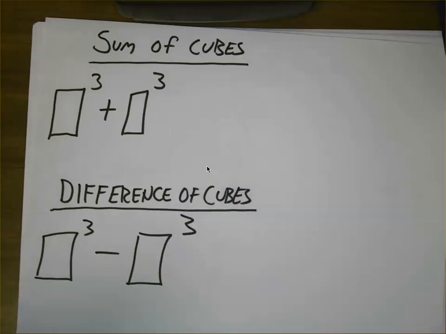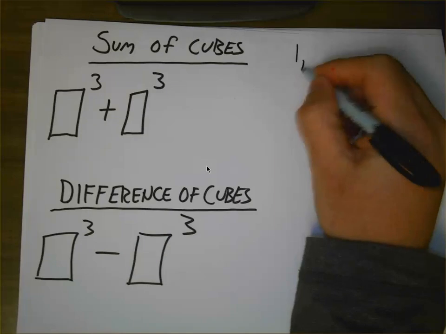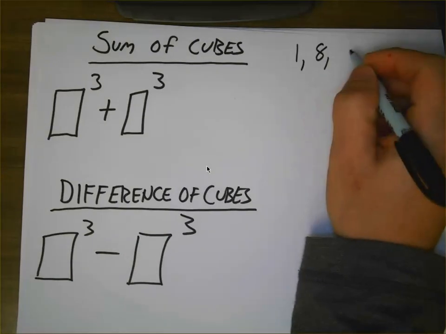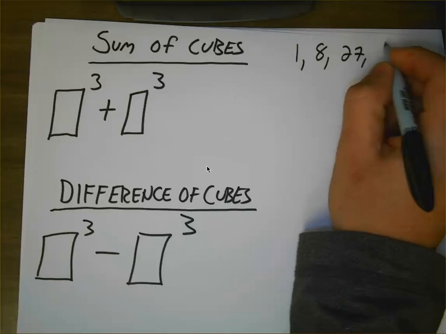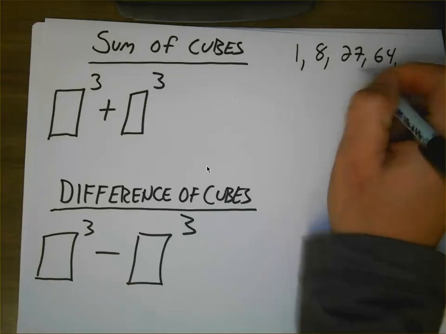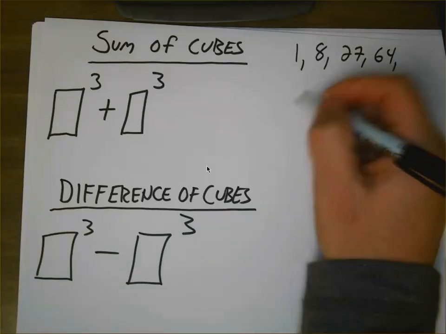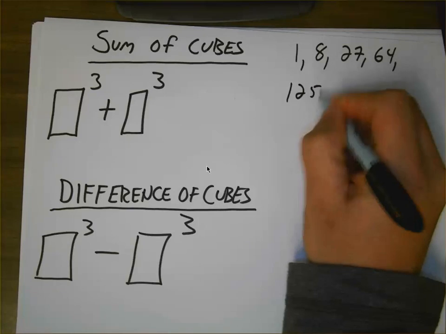Now, what helps is knowing your squares real good, but you also need to know your perfect cubes. 1 cubed is 1. 2 cubed is 8. That's the perfect cube. The other ones, I don't know them all. It's 27, and 4 cubed is 64. And then my other one is 125. That one comes up a lot.